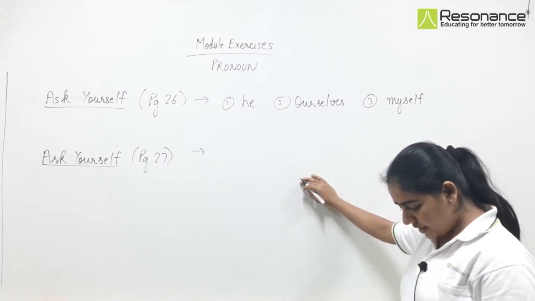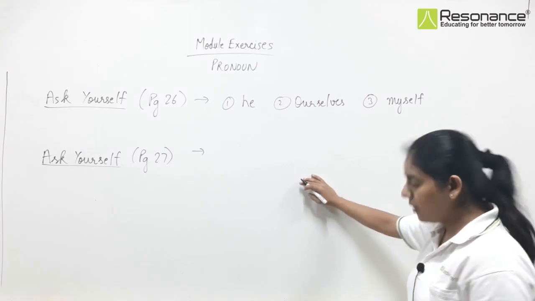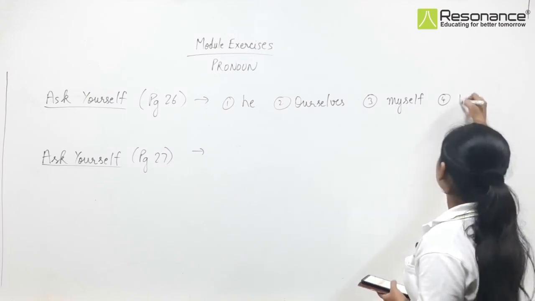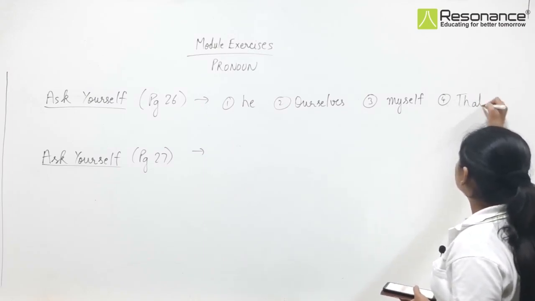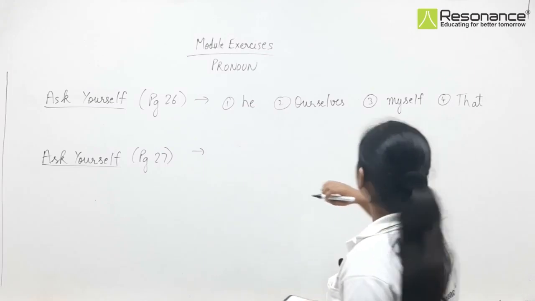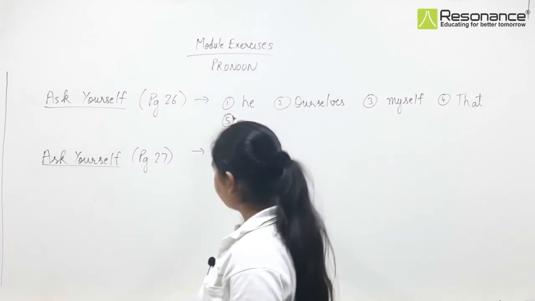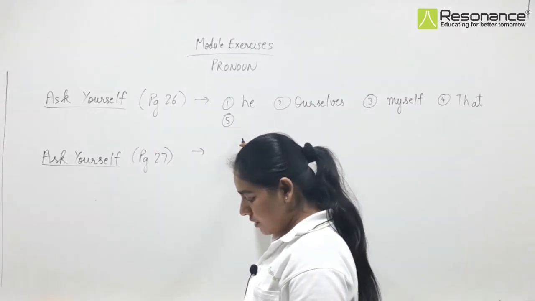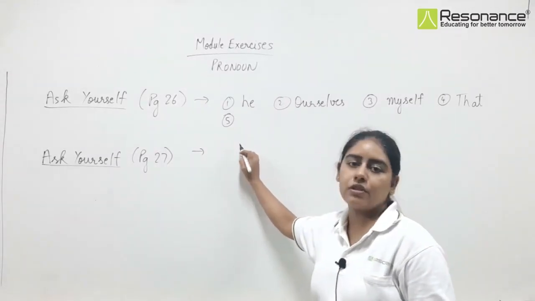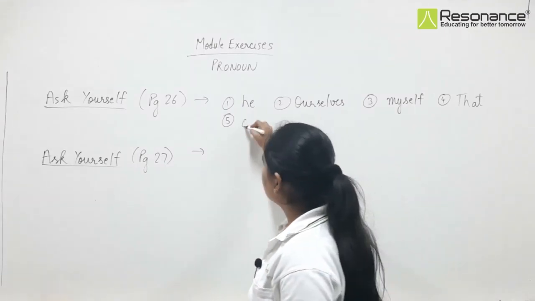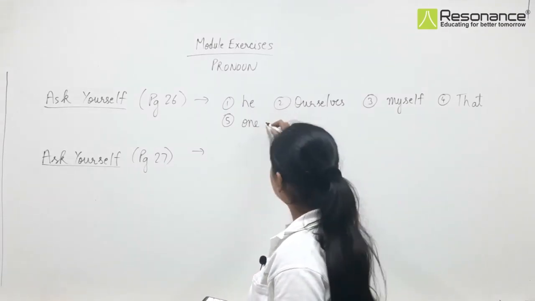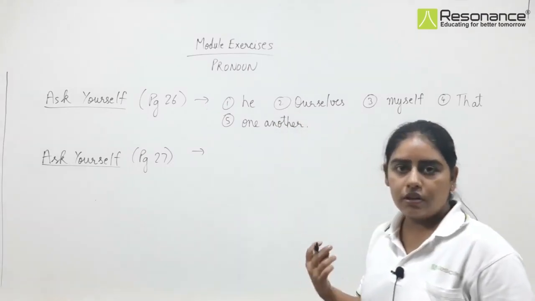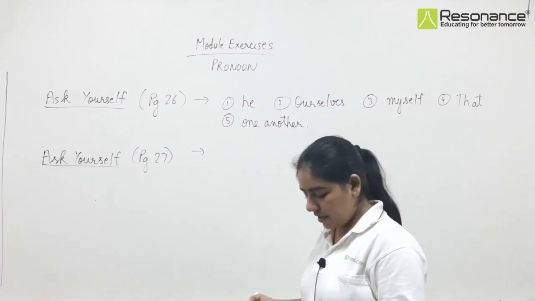Then fourth question, dash is my house. Now house is singular, so we will use that is my house, because those is used for plurals. Then fifth, the students of the class are talking among dash. Now here, the students of the class, definitely we are talking about more than 2 students. So we will use one another in this case. Each other is used only in case of 2 people.